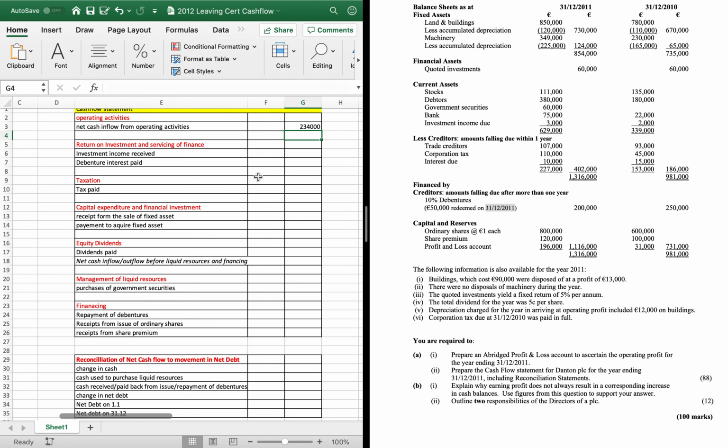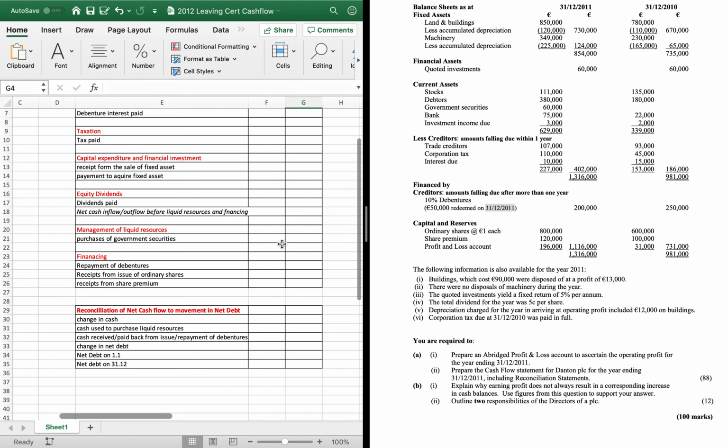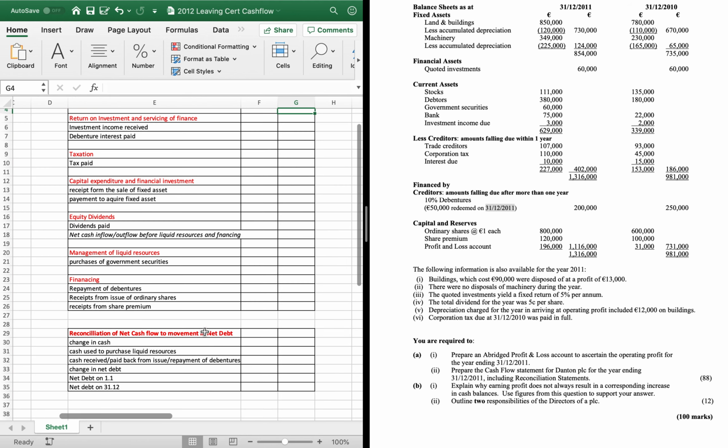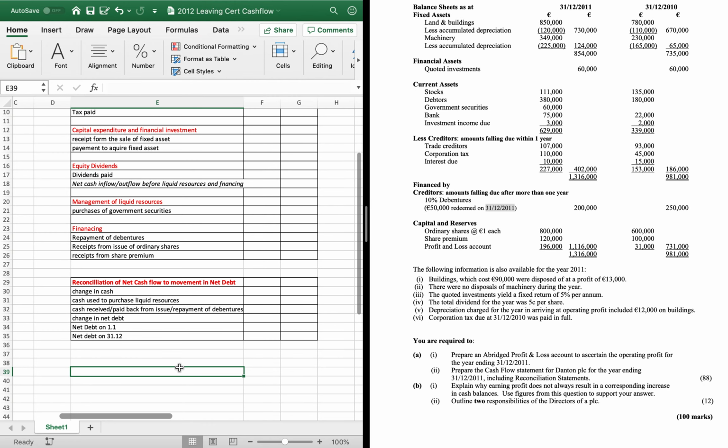There's a fairly straightforward process to follow in these. Certainly for investment income, debentures, and tax and dividends, we follow the rule that we take last year's balance, the balance at the start of the year. That's from the balance sheet, and it'll be from the current assets or current liabilities. We add on the charge for this year, and that, of course, comes from the profit and loss account, so Part A.